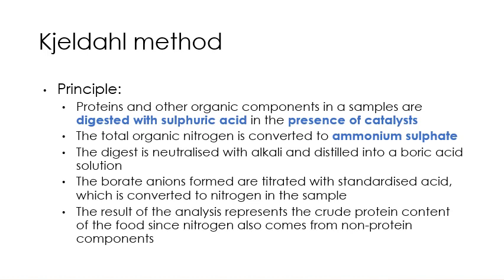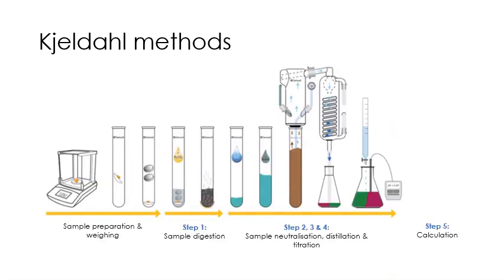So the result of the analysis represents the crude protein content of the food, since nitrogen also comes from non-protein components. So here is an overview of Kjeldahl methods, starting from sample preparation and weighing, and then go to step 1, where the sample is being digested, and then steps 2, 3, and 4, where the sample is neutralized, distilled, and titrated, and lastly involves calculation of the percent of nitrogen, and also conversion to percentage of protein.